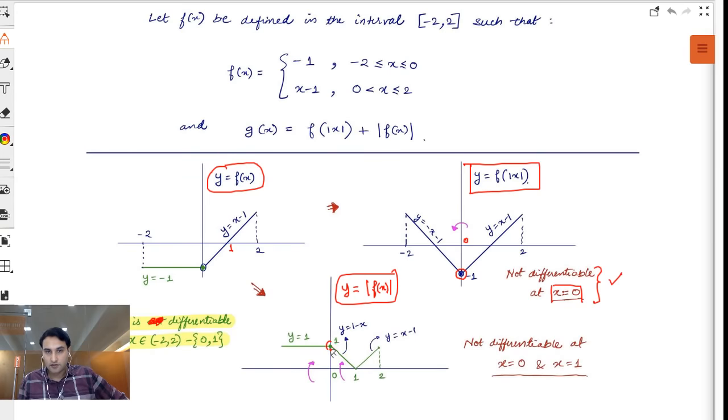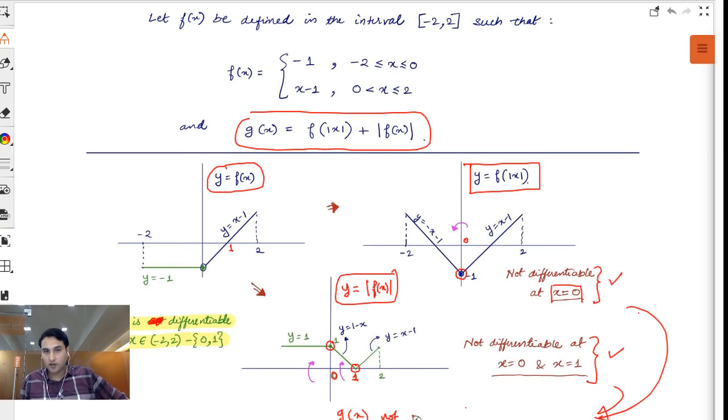Sharp corner at 0 and sharp corner at 1. Agree? So this is not differentiable at 0 and 1. Okay? So net, where is the function not differentiable? Which function? I am talking about addition. This implies both of these together imply g of x is not differentiable at x equal to 0 and 1. Individual points 0 and 1.